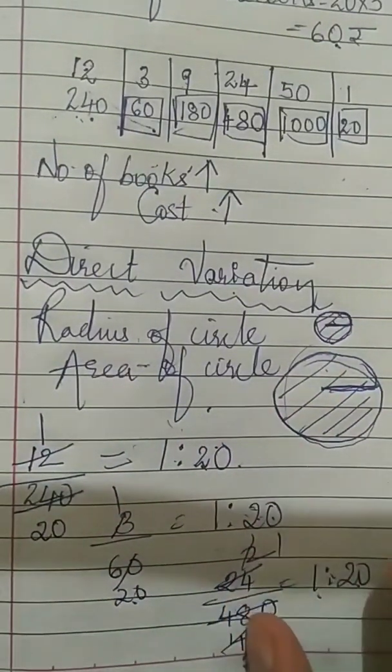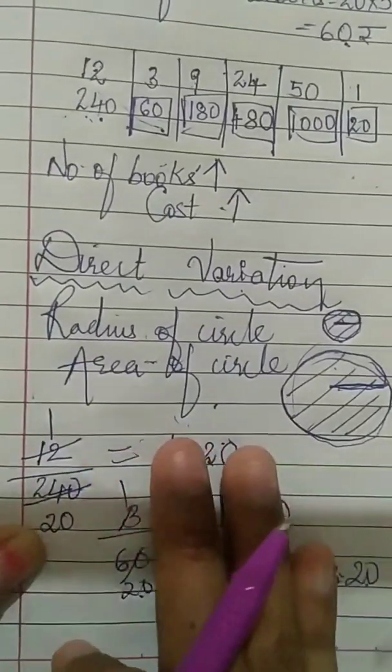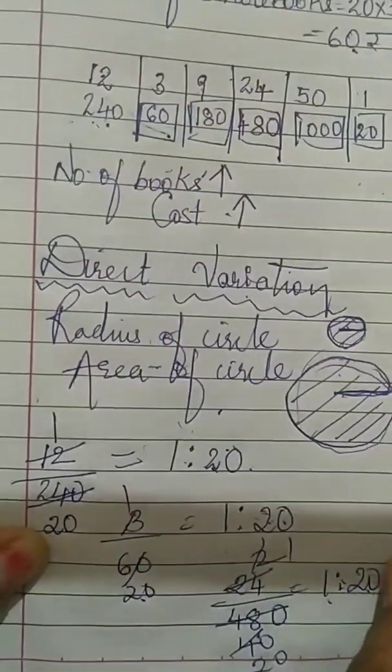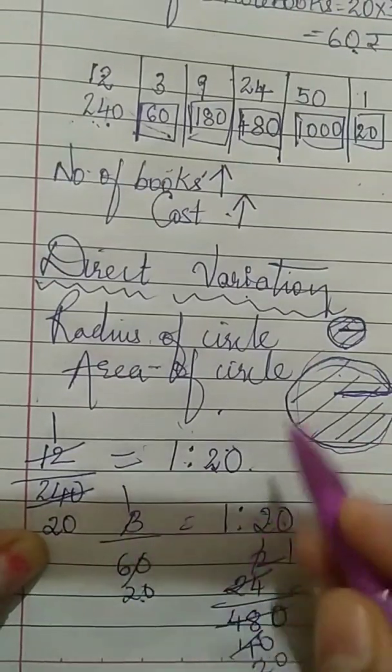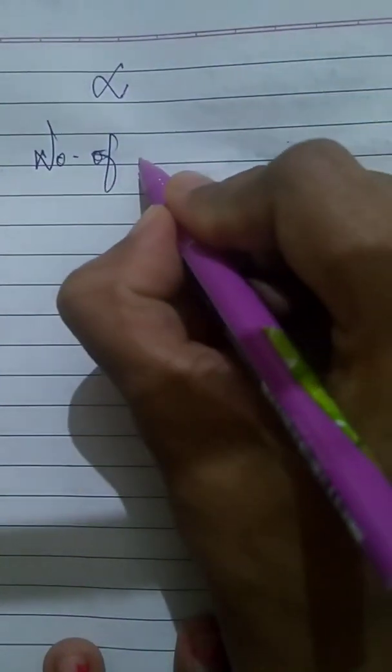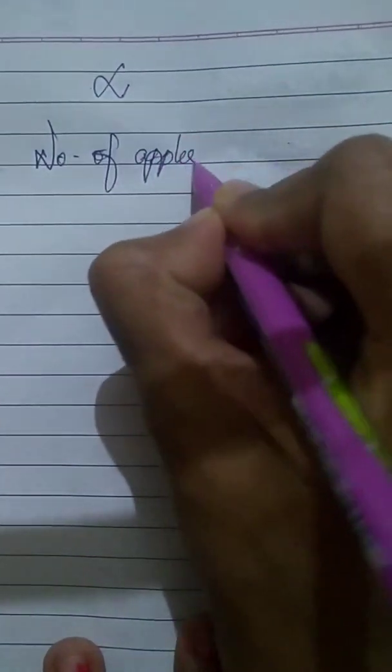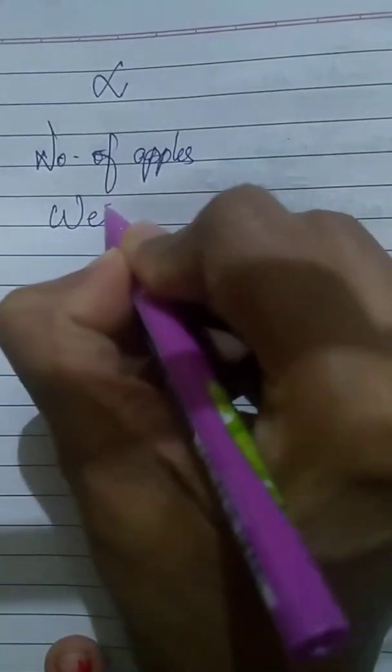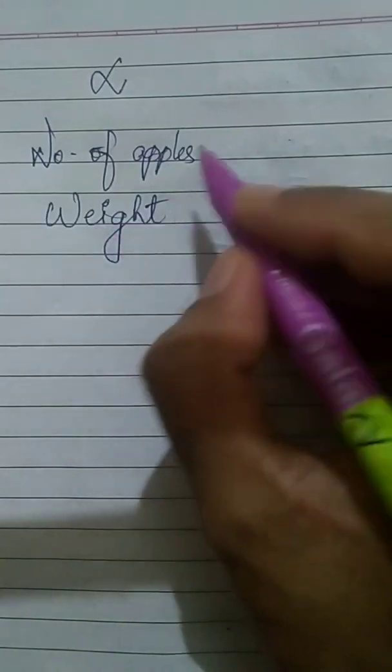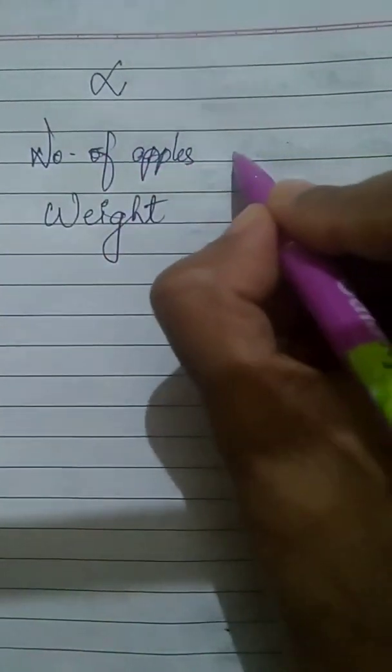One more thing that you have to remember is, for direct variation, we use the symbol. What is the symbol? We call it alpha. The symbol for direct variation is alpha. For example, let us consider the number of apples and its weight, or mass. For the time being, we'll consider weight. Actually, it is mass. Let the number of apples be x.